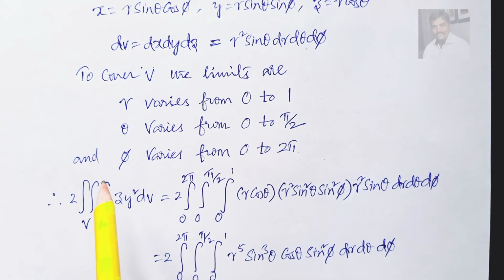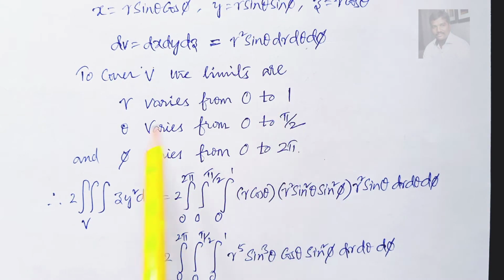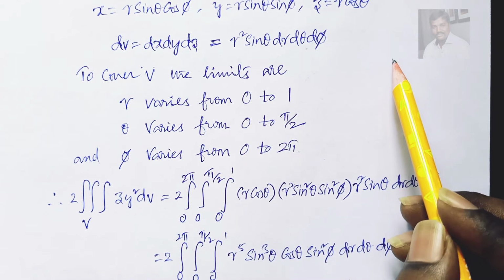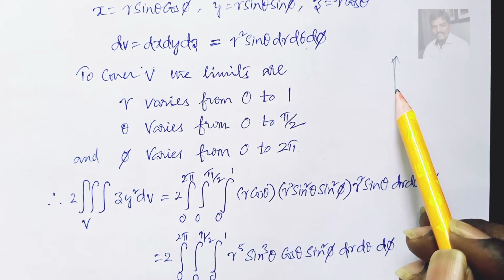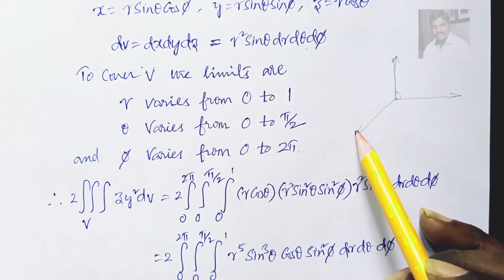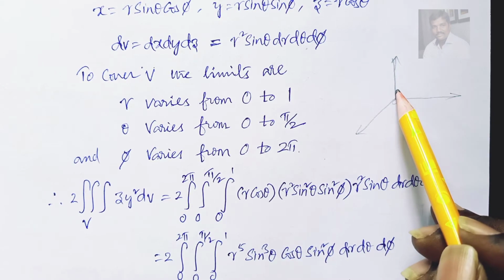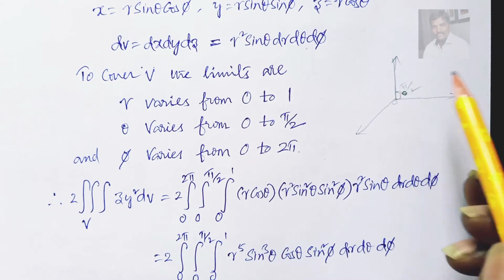So it starts from the origin, that is 0 to 1, since the radius of the sphere is 1. Theta varies from 0 to pi by 2. Theta is nothing but the angle with the z axis here. So from 0 to this angle is pi by 2. This is the theta.